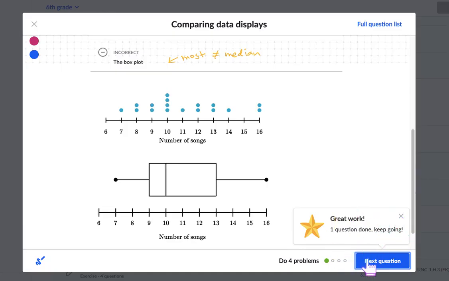Okay, so all of the questions will kind of ask you which is best for certain scenarios.